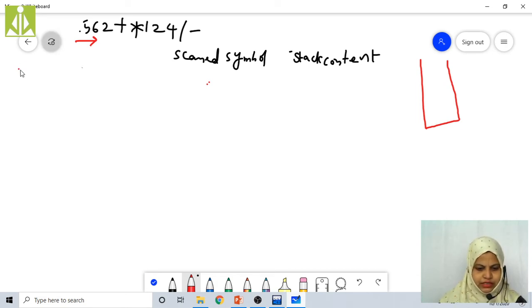Here, scan symbol, stack content. First we are going to evaluate from left to right.